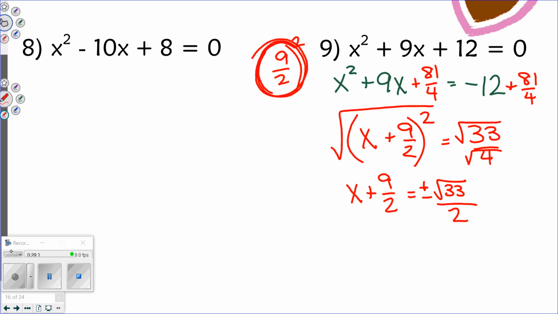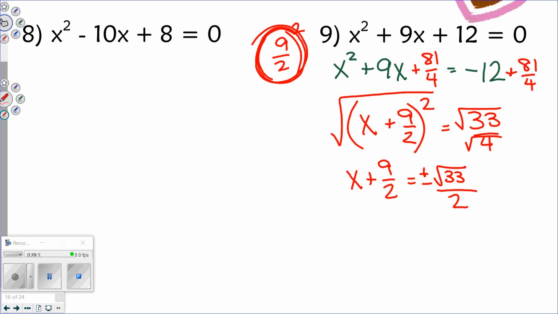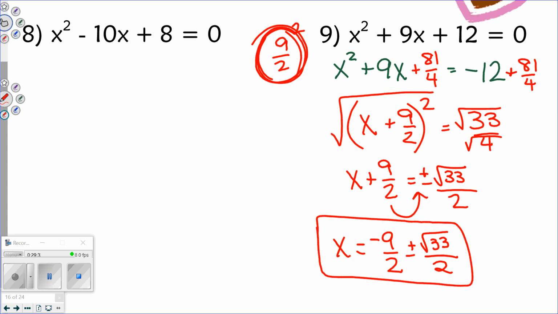Did you solve for x? No, I still got to solve for x. Oh, it's not hard, you're just moving something. So this 9 over 2 becomes negative 9 over 2, plus or minus radical 33 over 2. Are those like terms? One's got a radical, one doesn't. Stop there. It was a positive 9 over 2, so I had to subtract it to move it to the other side.